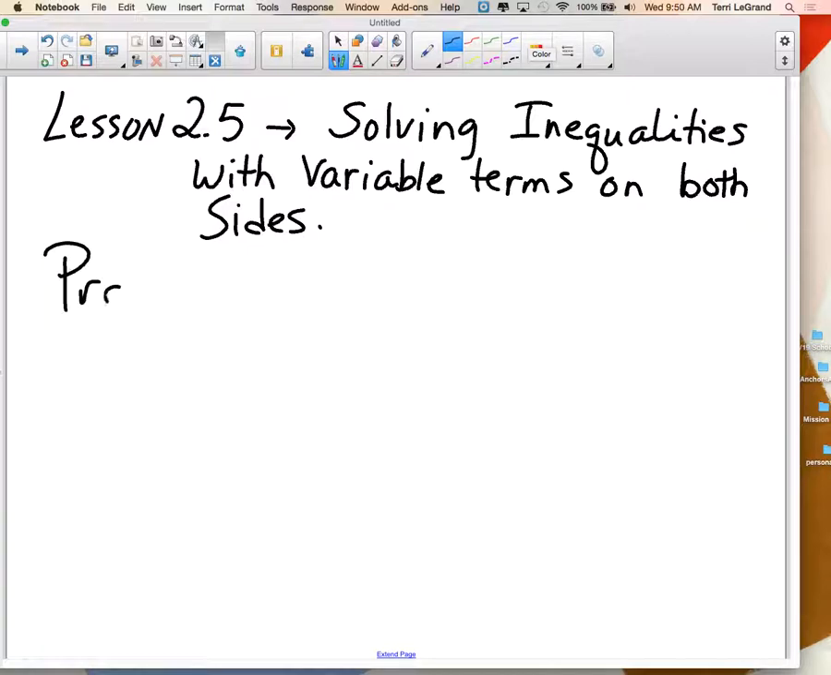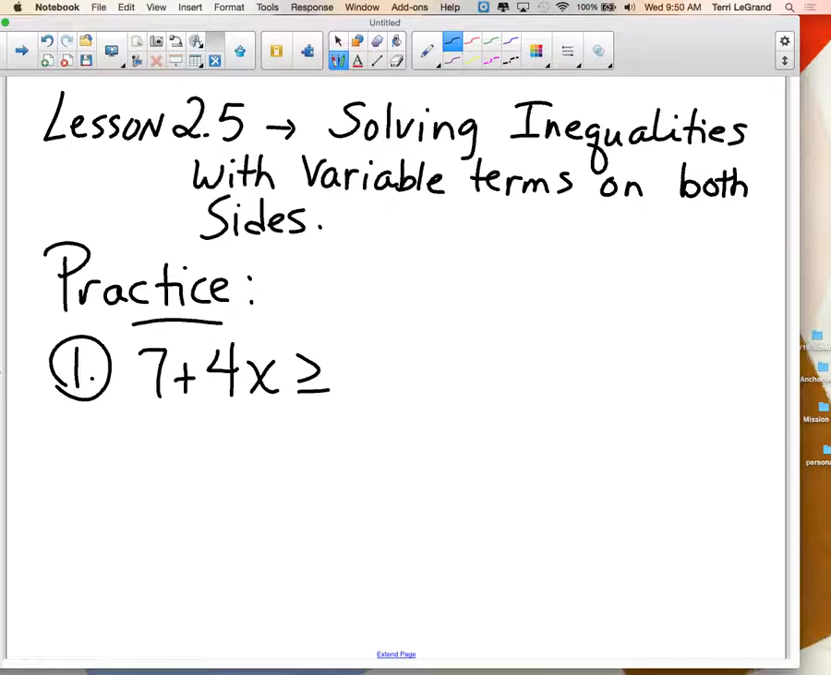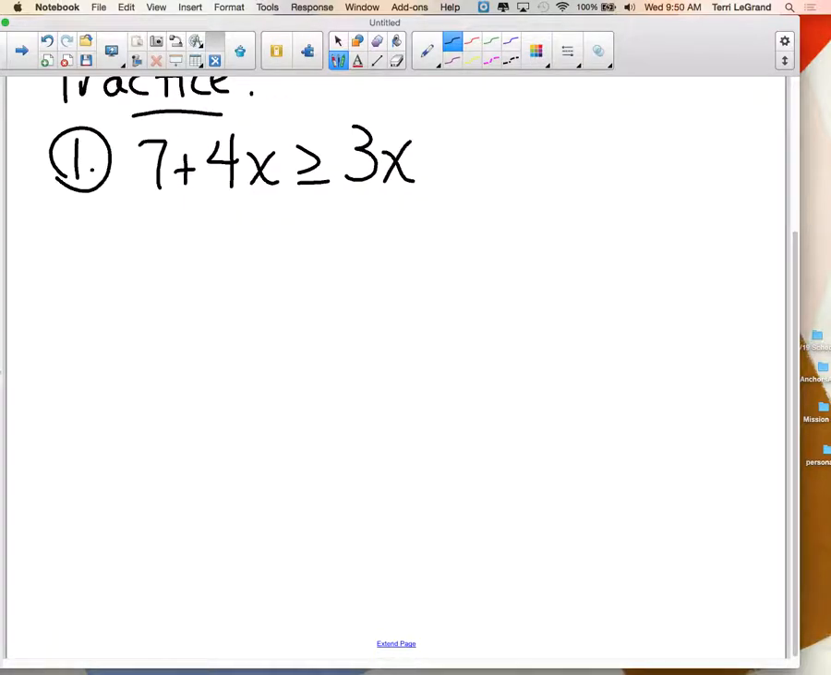Okay, number one, let's do some practice here. The first problem that we are going to practice, write it down: 7 plus 4x is greater than or equal to 3x. Okay, what would be a smart first move to make in this one, Austin? Subtract 4x from both sides, okay?